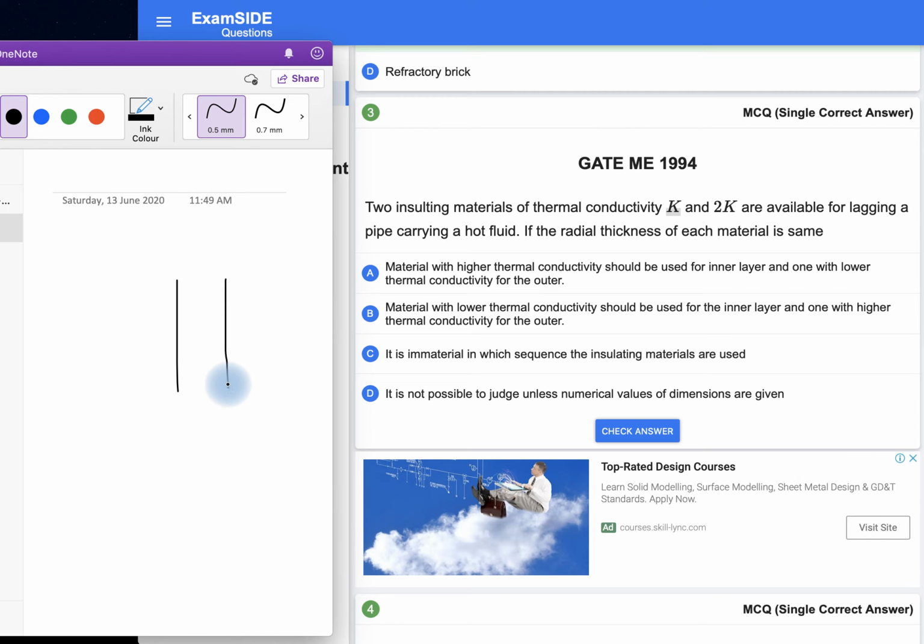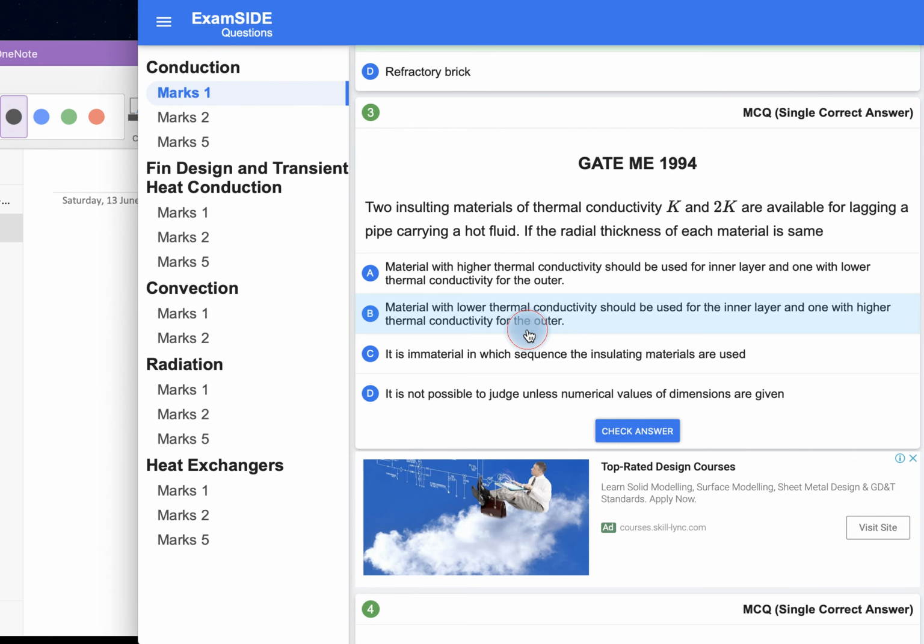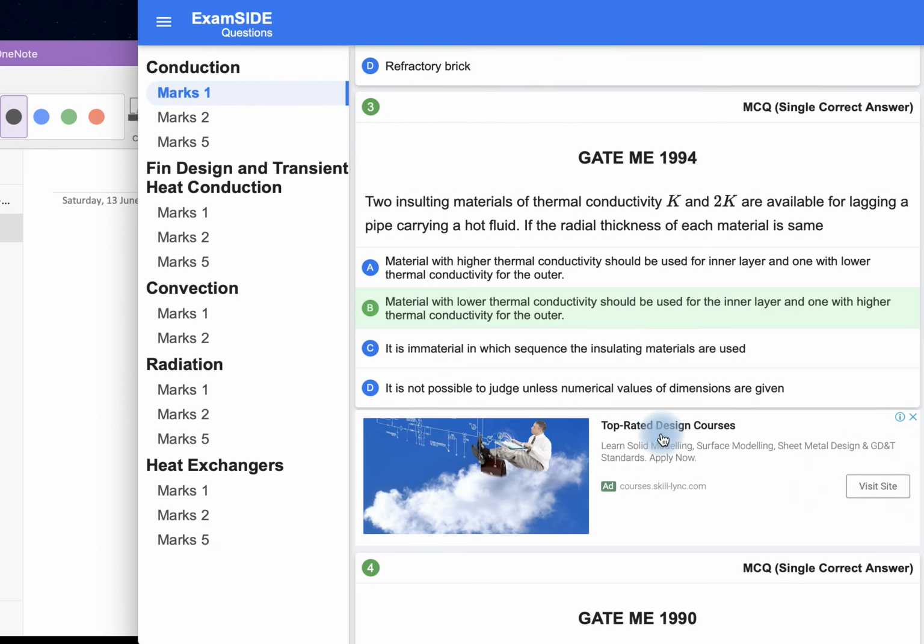So this is the pipe whose conductivity is K, and this is the outer insulation of 2K. If I am putting K here, then my thermal resistance will increase and heat transfer loss will reduce at this point. So I can say material with lower thermal conductivity should be used for the inner layer and one with higher thermal conductivity for the outer. So the correct option is B.